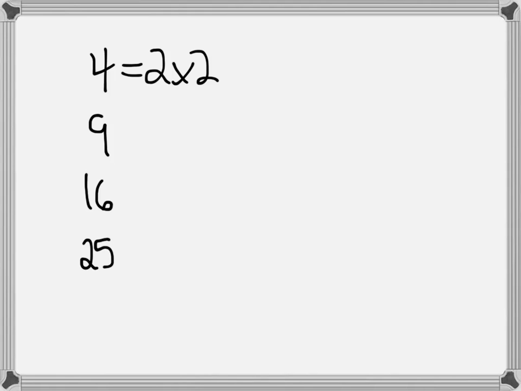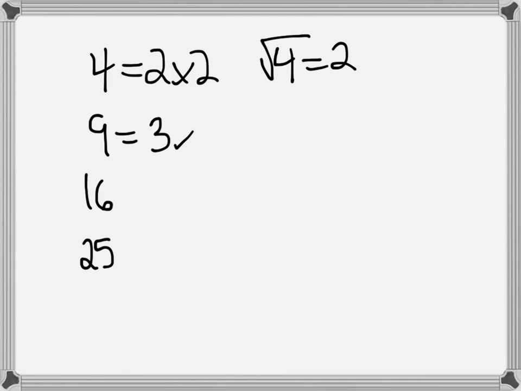Today we're going to talk about square roots. We start with the perfect squares. Perfect squares are numbers like 4, 9, 16, 25, etc. 4 is equal to 2 times 2. Therefore, we say that the square root of 4 is equal to 2.